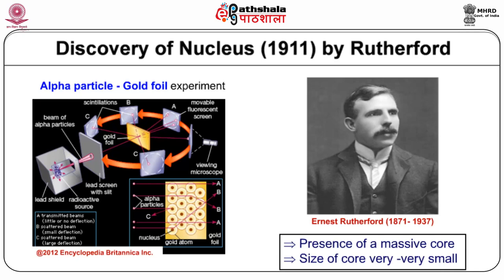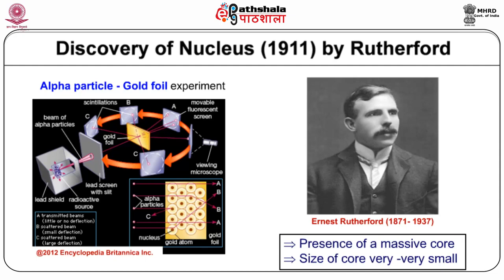On this slide, on the left-hand side we have the schematic of the experimental setup used by Rutherford, and on the right-hand side we have the picture of Ernest Rutherford. In the experimental setup, he used energetic alpha particles and bombarded them onto a gold foil. The scattered alpha particles at various angles were detected with the help of scintillators, and then he analyzed those detections.